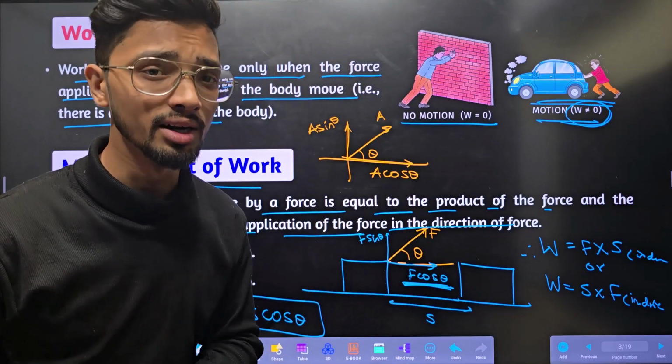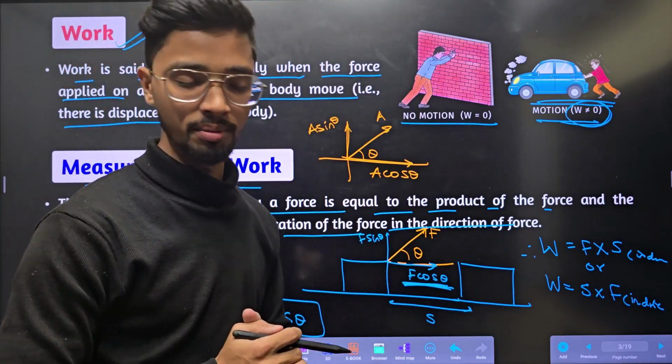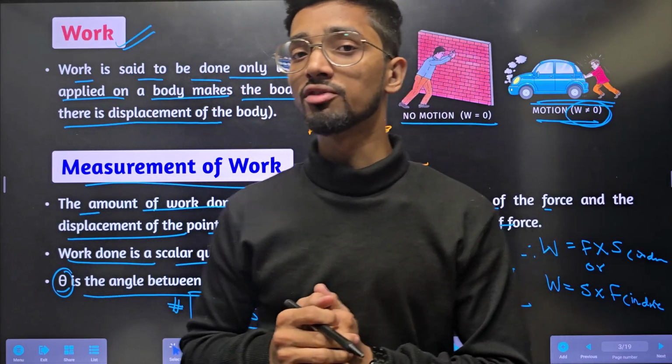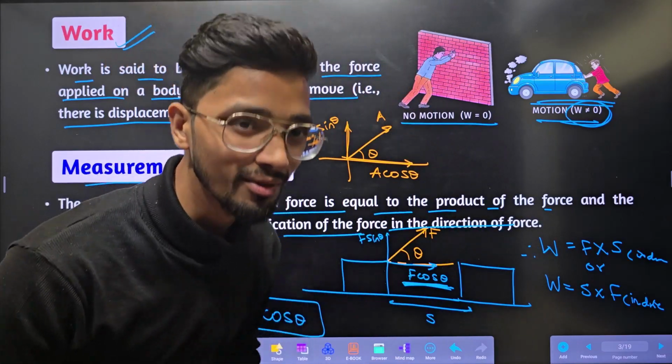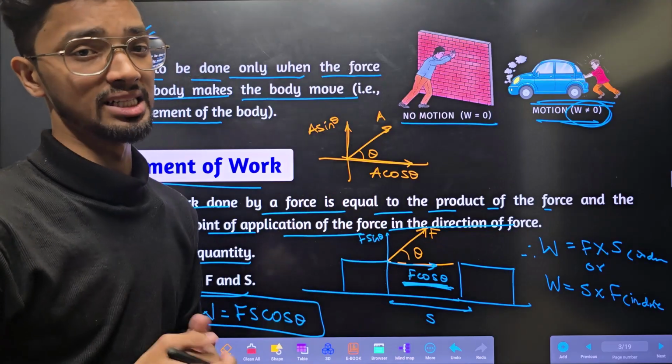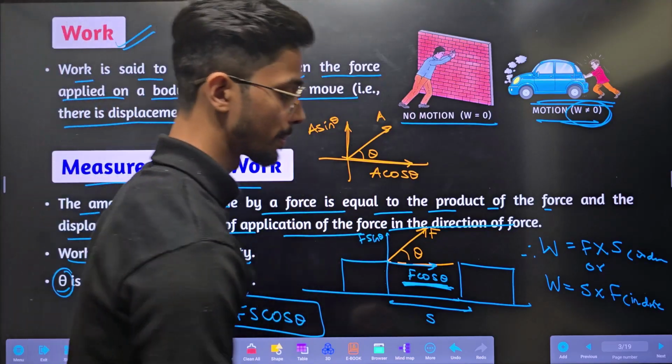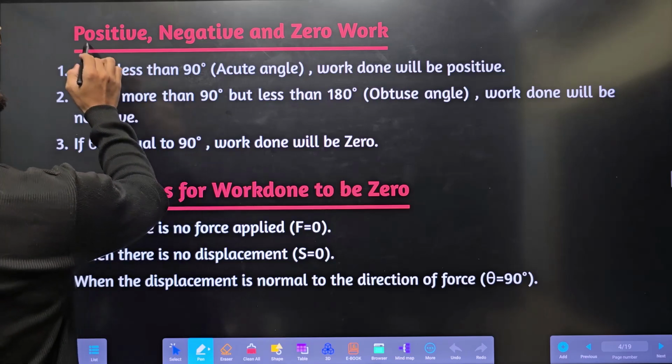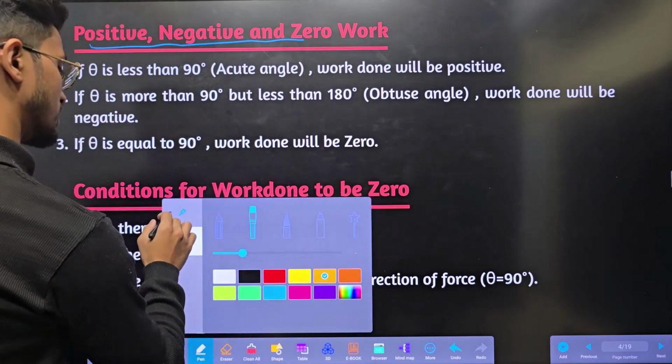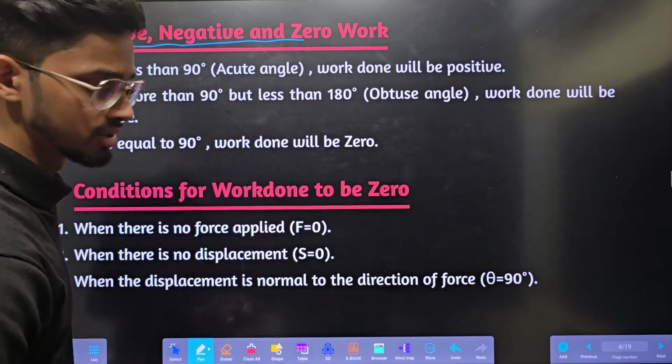In terms of measurement or mathematical form, or else in theoretical form, we can say work is said to be done only when the body is being displaced when the force is applied on it. Okay. Next, positive, negative, and zero work. When is the work said to be positive, negative, or zero?